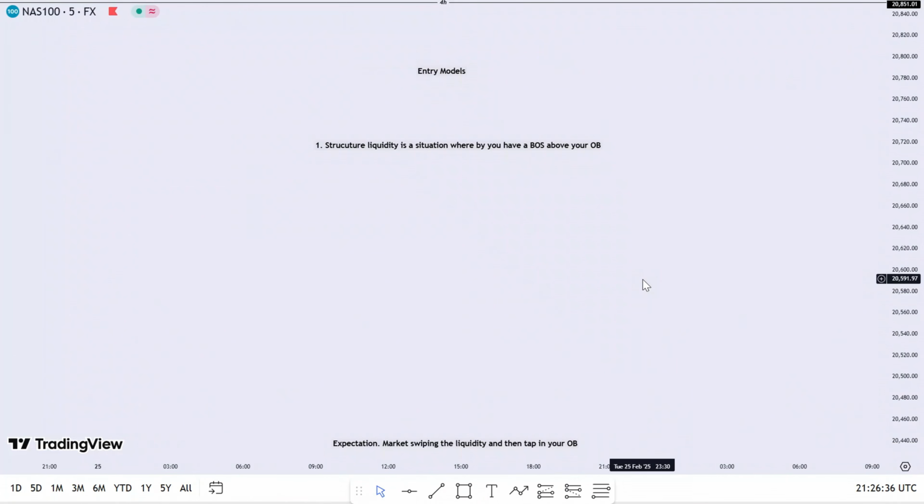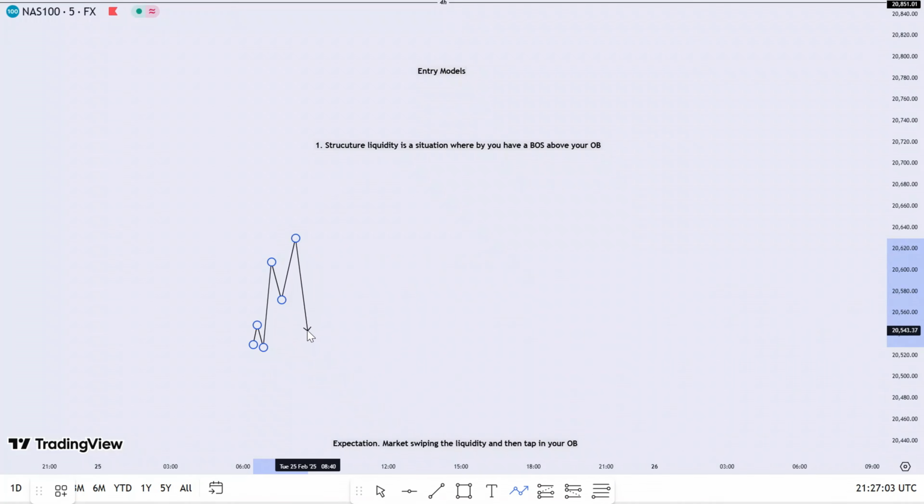So the first entry model I have is the structural liquidity. Now the structural liquidity is a situation whereby you have a break of structure above your order block. This is simply what a structural liquidity is. You have your order block, then we have a liquidity. The market will break structure, then come and tap into your available order block before actually moving in your direction.